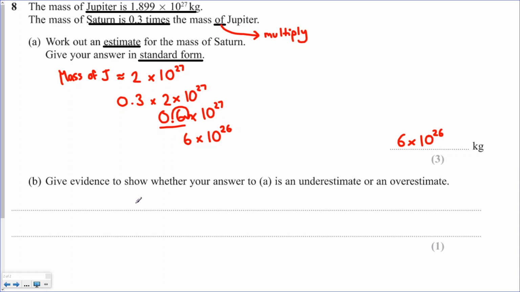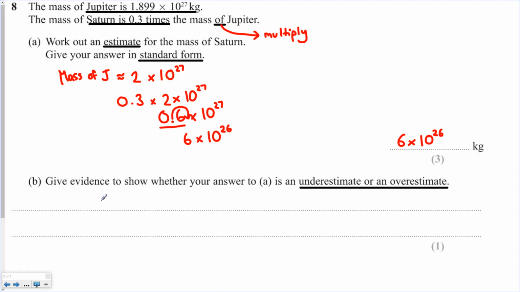Part B, give evidence to show whether your answer to A, so this answer here, is an underestimate or an overestimate. So let's look at our original rounding. So the mass of Jupiter was 1.899. We got to ask ourselves, did we round up or did we round down? In this case we rounded up to 2. So our answer will be an overestimate as the actual mass is lower.